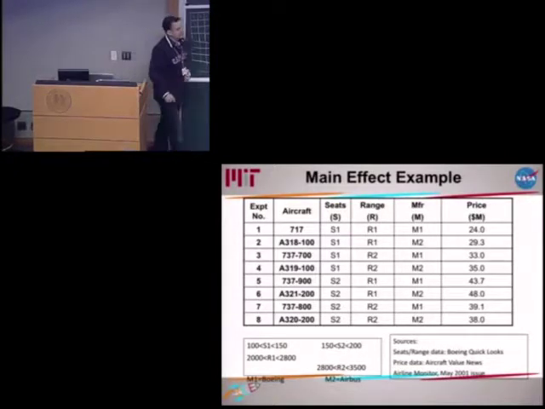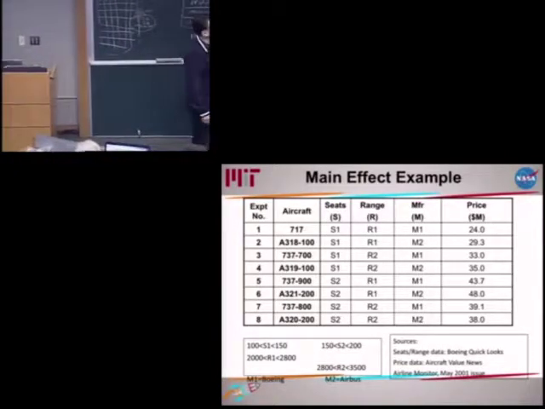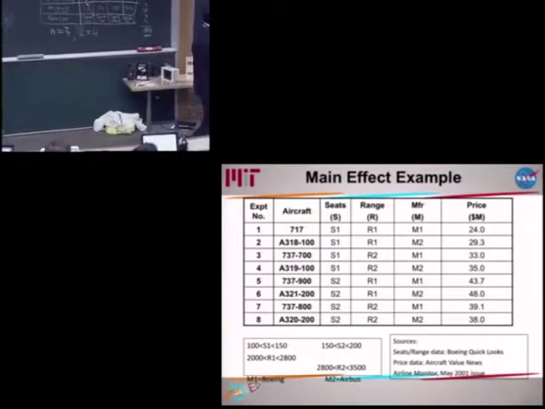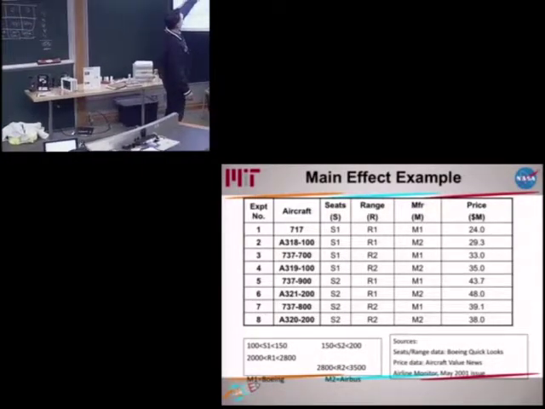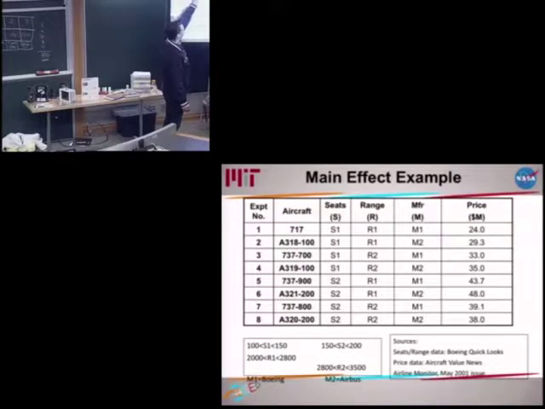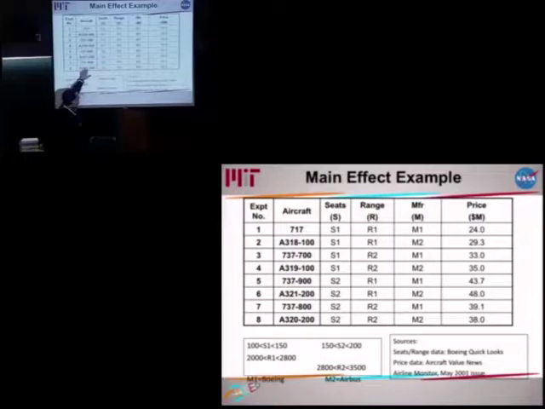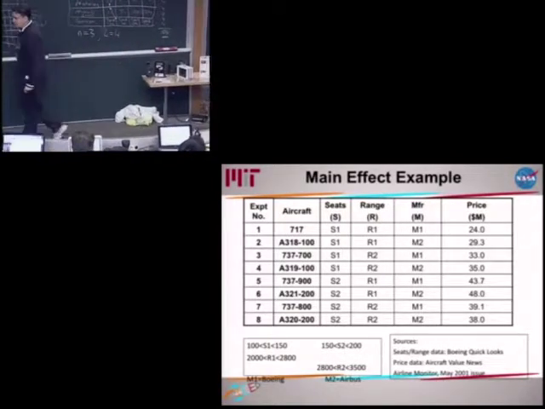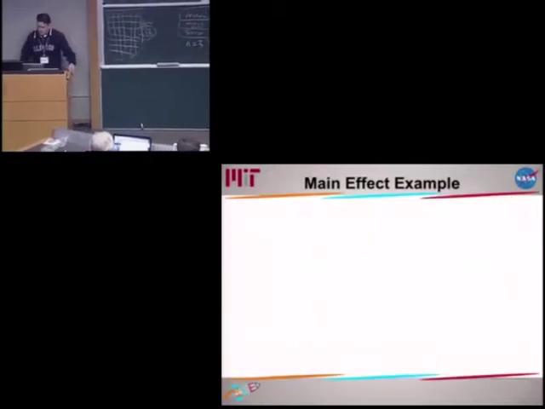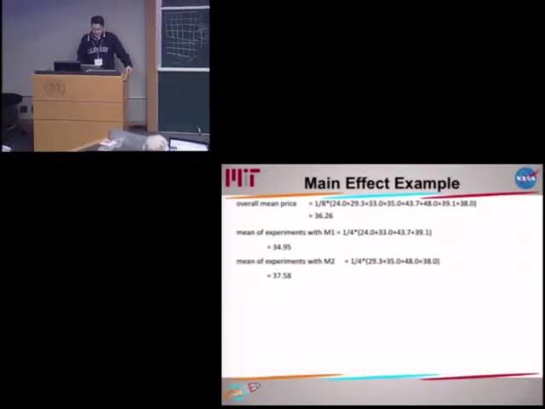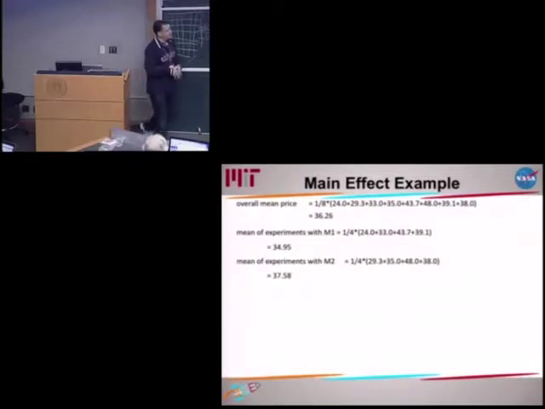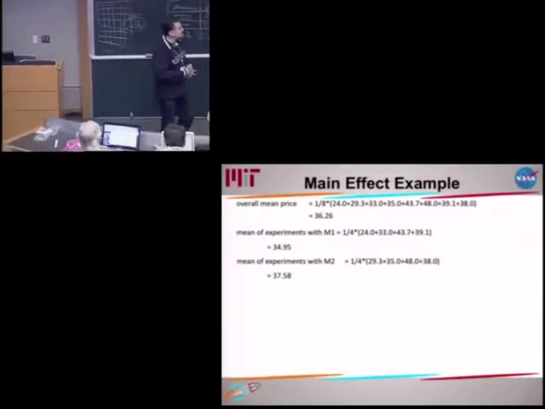So here are actual numbers, as placeholders for each of the 8 experiments. In this case, we have a particular aircraft, mainly from the 737 series and the A320 series. This is the average or listed price for these aircraft. They're all between $20 and $50 million roughly. And we then carry out that calculation. So the overall mean price across all aircraft is $36 million.